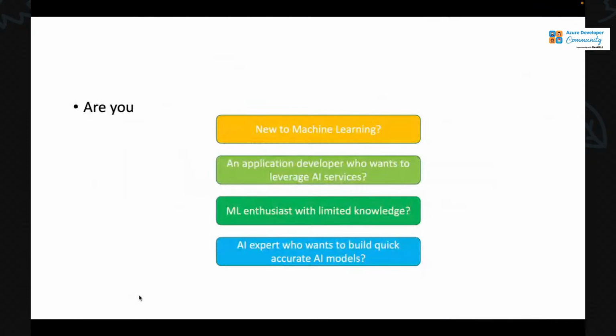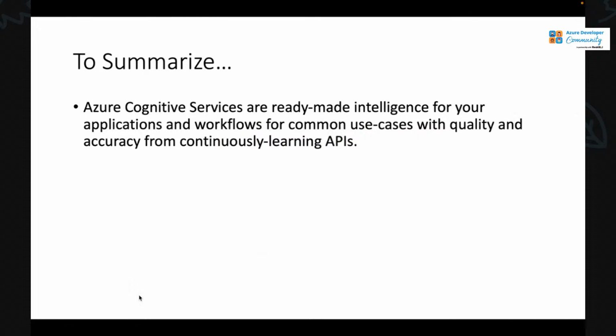If you answered yes to any one of the questions, then to summarize, Azure Cognitive Services is for you. To summarize the whole point of what Azure Cognitive Services are: cognitive services are ready-made intelligence for your applications and workflows, for your common use cases, with quality and accuracy from continuously learning APIs. It's ready-made, easily available, easy to integrate, and has good accuracy.